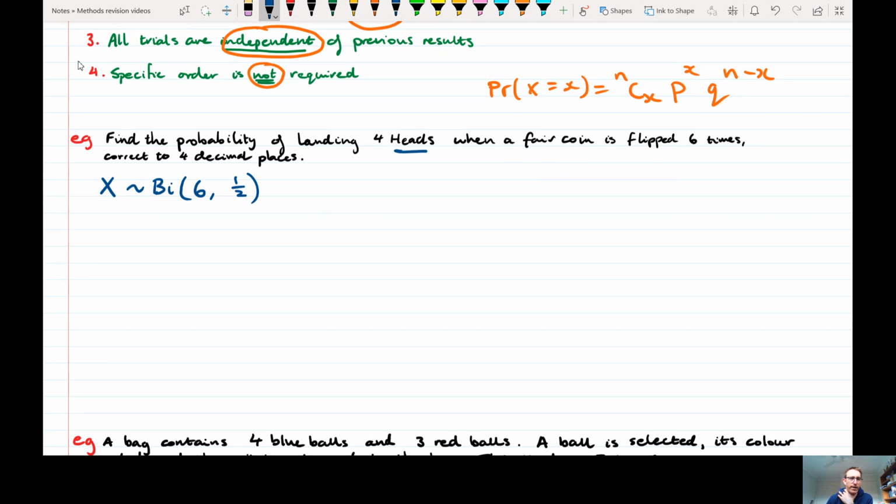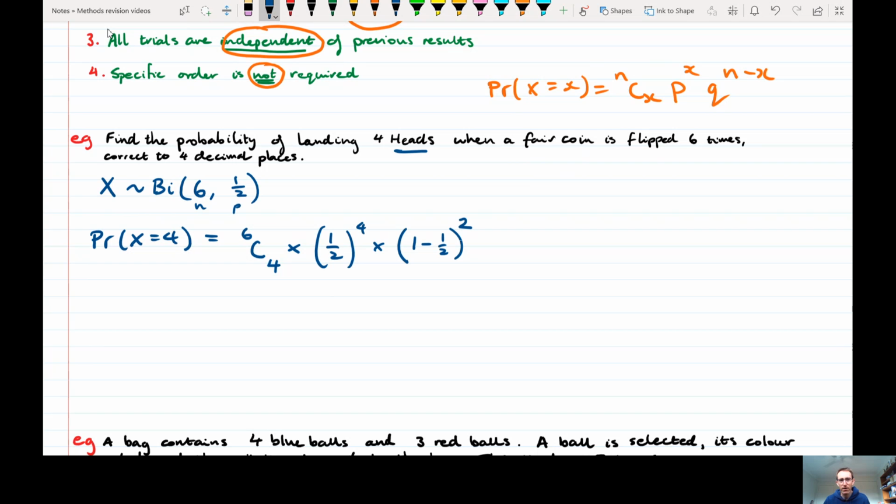So what I do now is I use my equation. The probability of X being equal to 4, which is what I'm asked for, is 6C4, where our n value is 6, times P, which is a half, to the power of 4, times 1 minus P, which happens to also be a half in this case. I might write 1 minus a half here to remind you. And to the power of the number of failures: if I have 4 successes, there must be 2 failures. And from there, we then do some calculations.